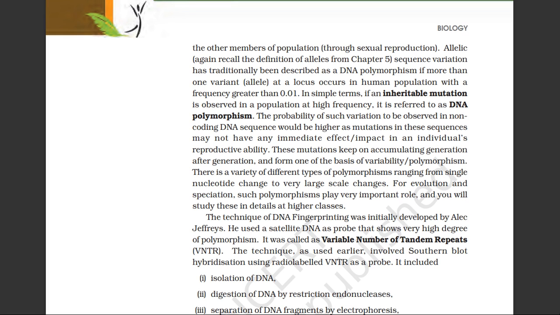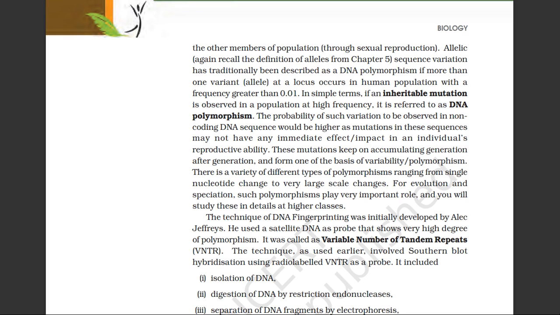Allelic sequence variation has traditionally been described as a DNA polymorphism if more than one variant (allele) at a locus occurs in human population with a frequency greater than 0.01. Again, recall the definition of alleles from Chapter 5. In simple terms, if an inheritable mutation is observed in a population at high frequency, it is referred to as DNA polymorphism. The probability of such variation to be observed in non-coding DNA sequence would be higher as mutations in these sequences may not have any immediate impact in an individual's reproductive ability.